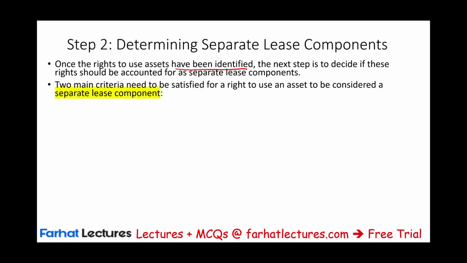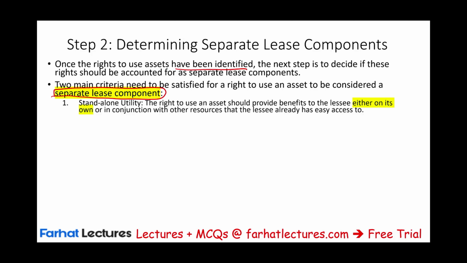Well, two main criteria need to be satisfied for the right to use an asset to be considered a separate lease component. If you want to consider an asset a separate lease component, here's what you have to do. The asset has to have a standalone utility. What does that mean? It means the right to use the asset should provide benefit to the lessee, either on its own or in conjunction with other resources that the lessee already has easy access to.